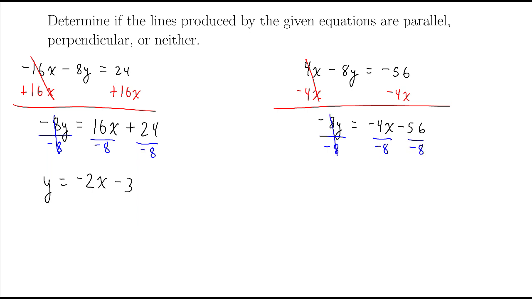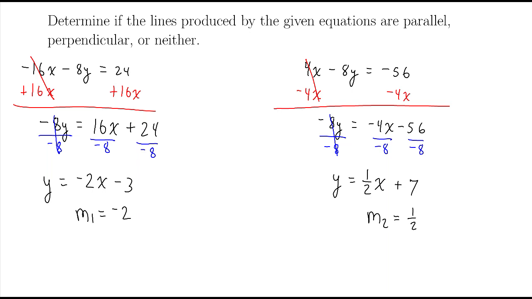Those will cancel, leaving me with y equals negative 4 over negative 8 is a positive 1/2. So we have 1/2 x. Negative 56 over negative 8 is a positive 7. So we have 1/2 x plus 7. Okay, we need to compare their slopes. So the slope of the first line is negative 2. The slope of the second line is 1/2.